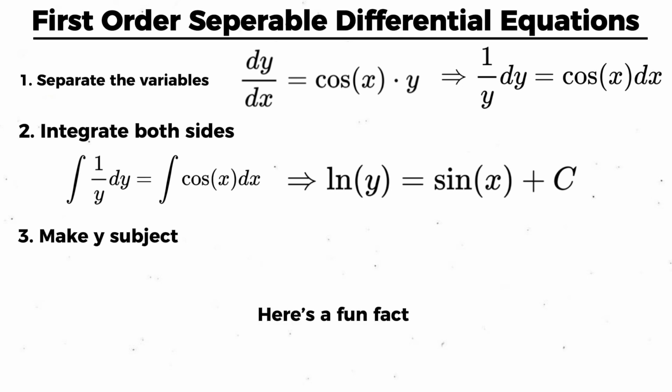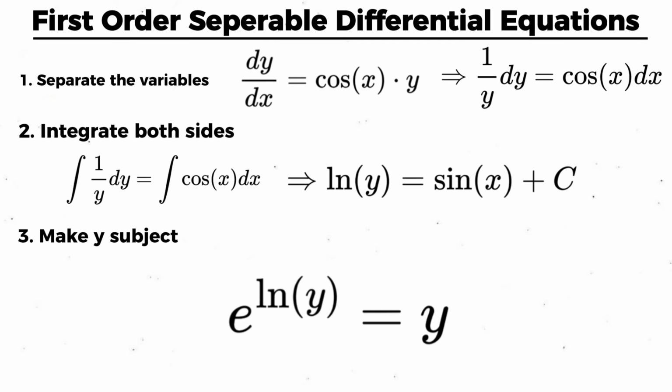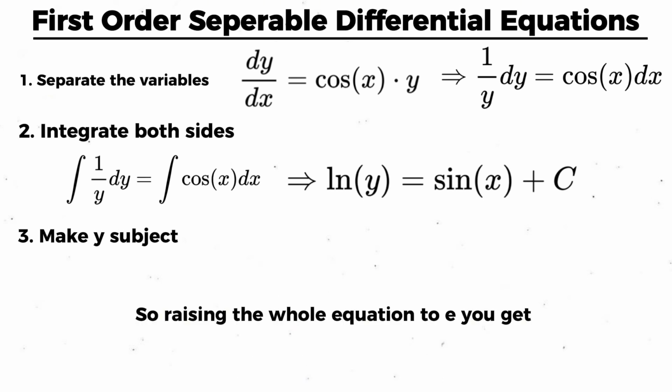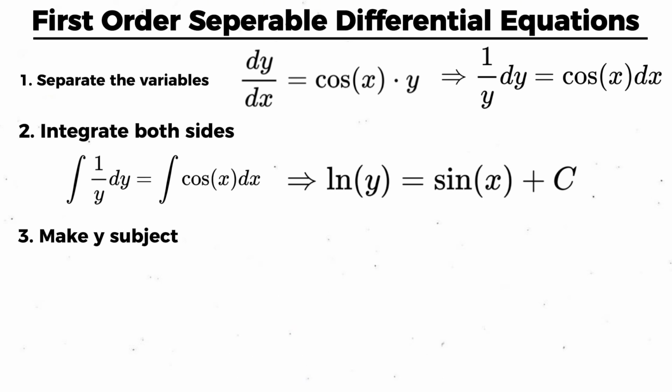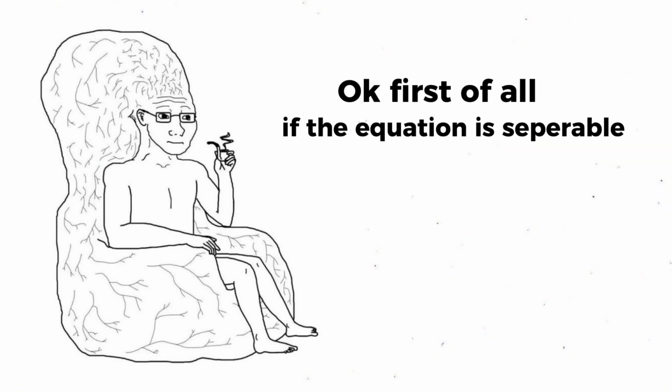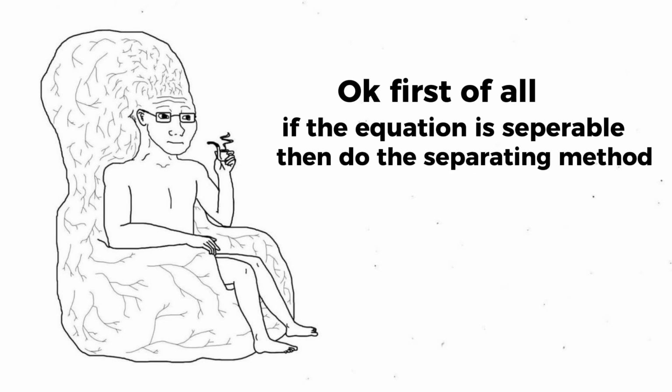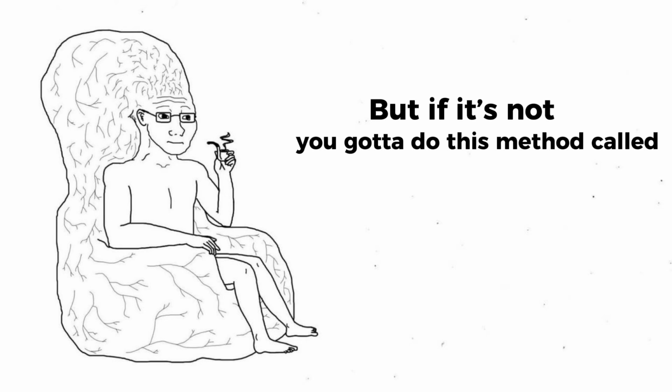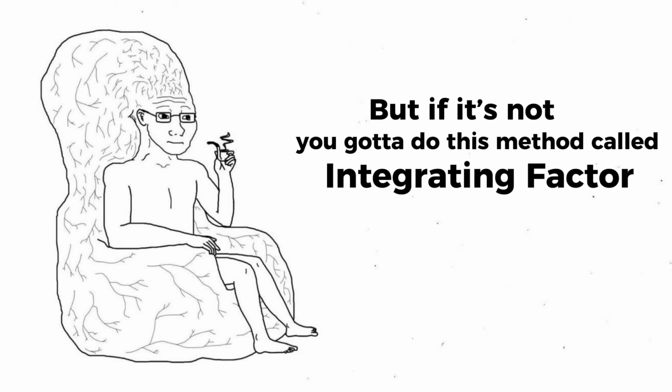Here's a fun fact. So raising the whole equation to e, you get... Okay, first of all, if the equation is separable, then do the separating method. It's way easier. But if it's not, you gotta do this method called integrating factor.